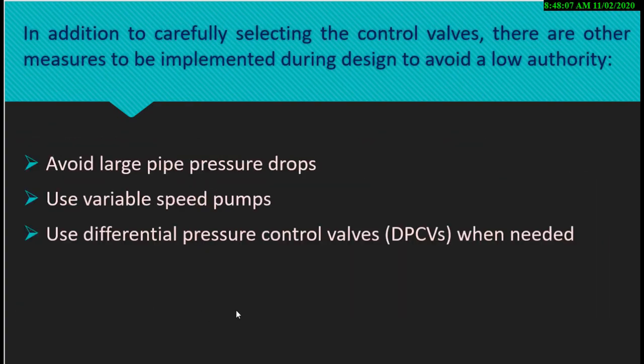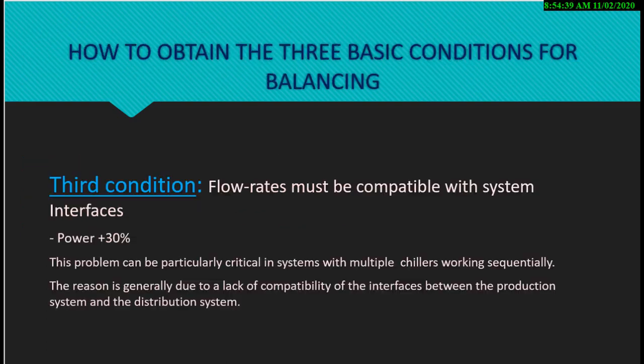In addition to carefully selecting the control valves, there are other measures to be implemented during design to avoid a low authority. Avoid large pipe pressure drops. Use variable speed pumps. Use differential pressure control valve, DPCV, when required.